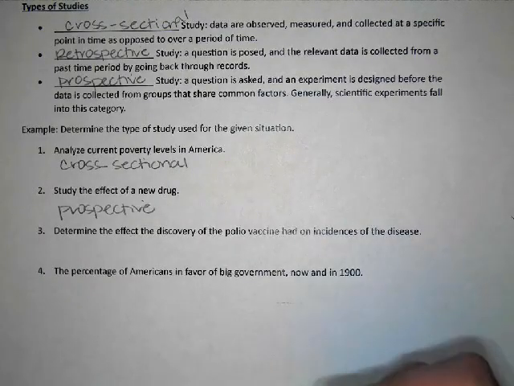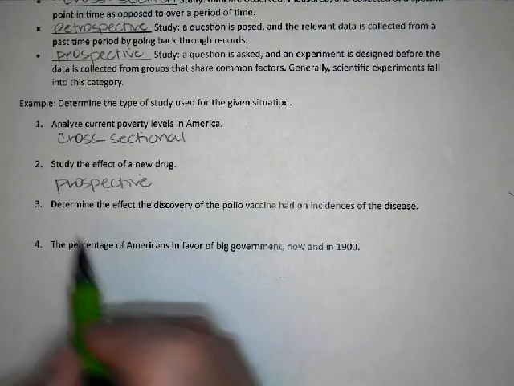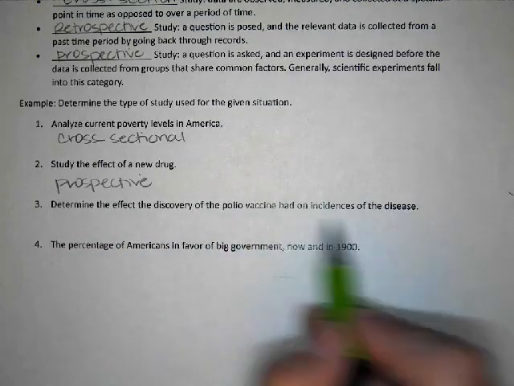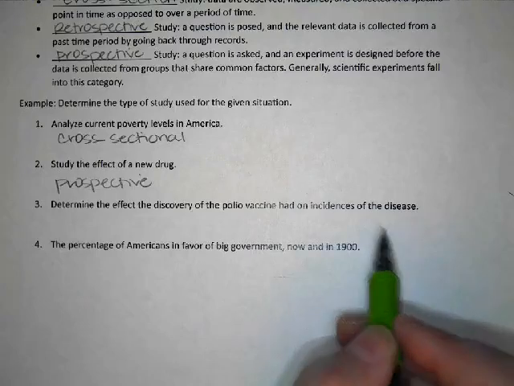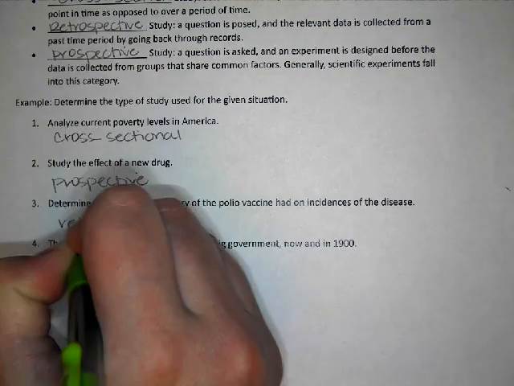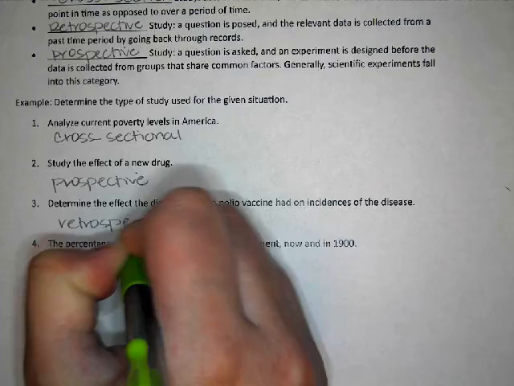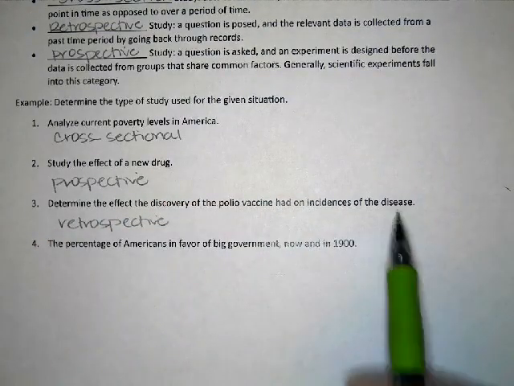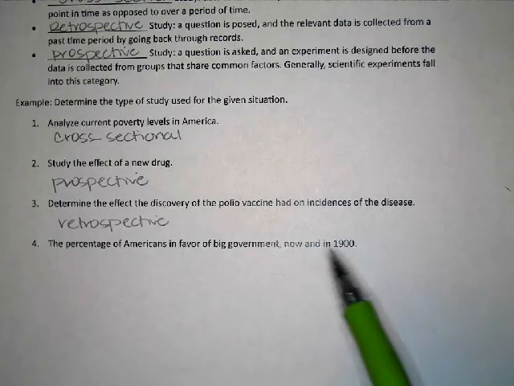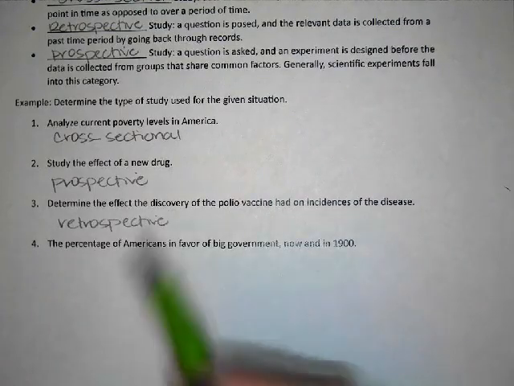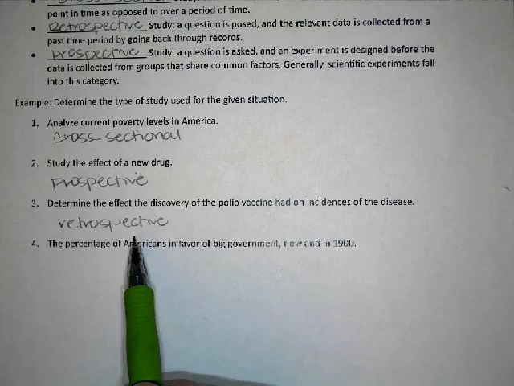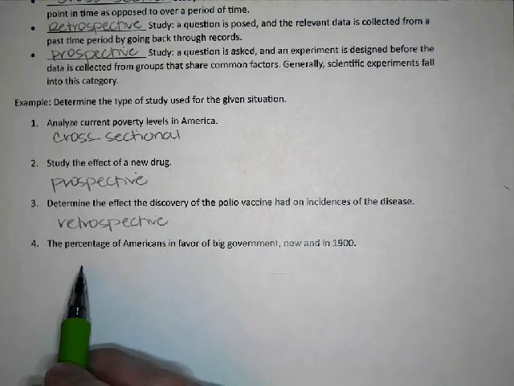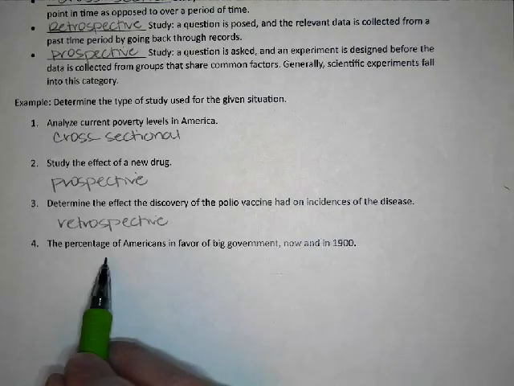Next, determine the effect the discovery of the polio vaccine had on the incidences of the disease. This would be a retrospective study. Polio was a disease that was a problem back in time. The polio vaccine was something that is historic, and so you'd be looking back at relevant data that was collected from the past. And last, the percentage of Americans in favor of big government now and in 1900.